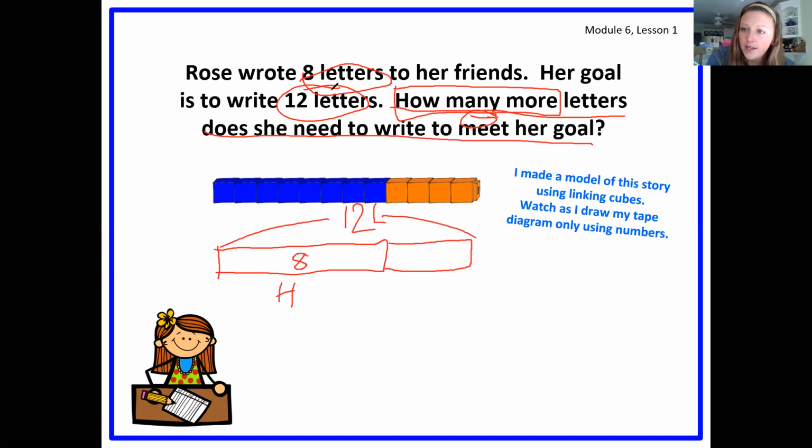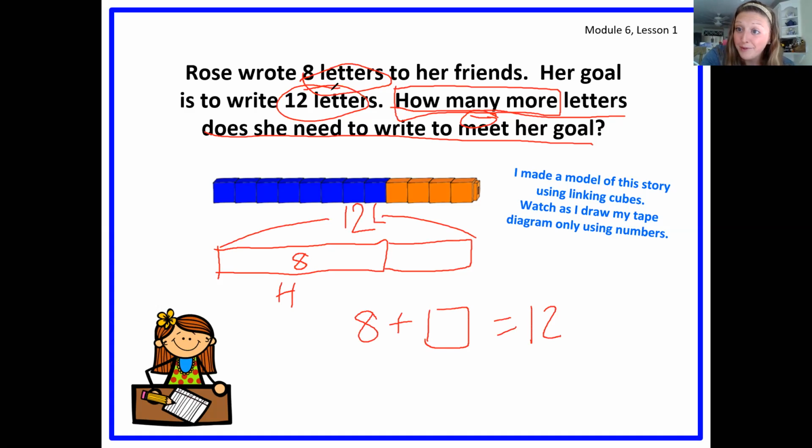So I need to know how I'm going to get there. Her goal is 12. She's at 8 right now. I can write a number sentence if I want to. I could say, she has 8. I need to know how many more she's going to add to get to 12, right?